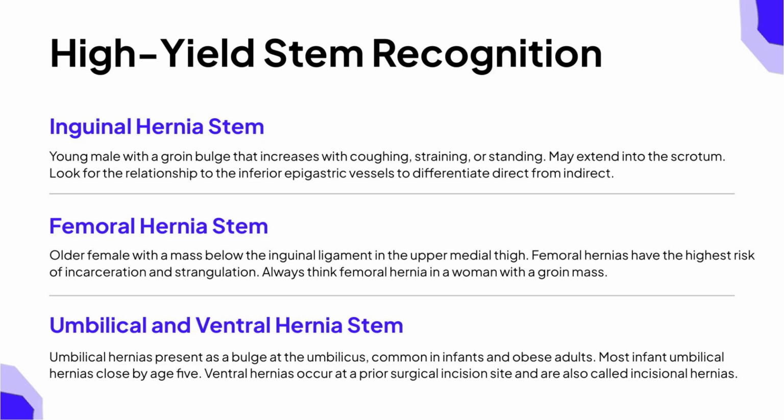For umbilical hernias, the stem usually describes a bulge at the umbilicus, commonly in infants or obese adults. Most infant umbilical hernias close spontaneously by age 5, so observation is appropriate unless the defect is very large. Ventral or incisional hernias occur at a prior surgical incision site and are a common complication after abdominal surgery.